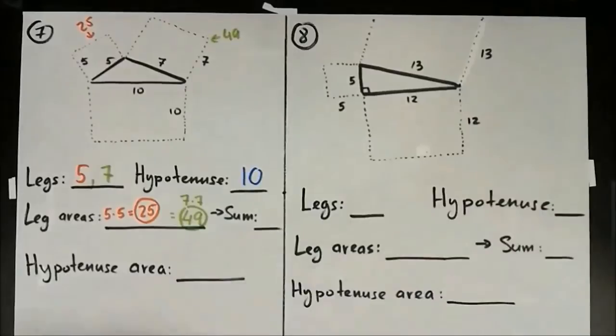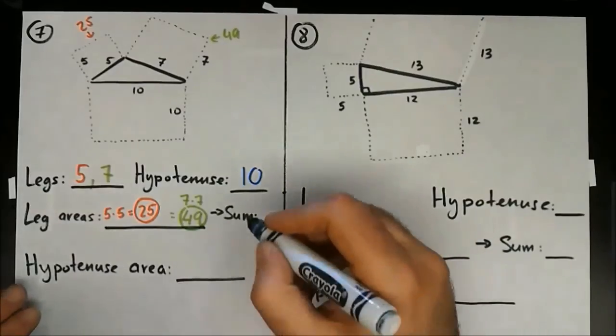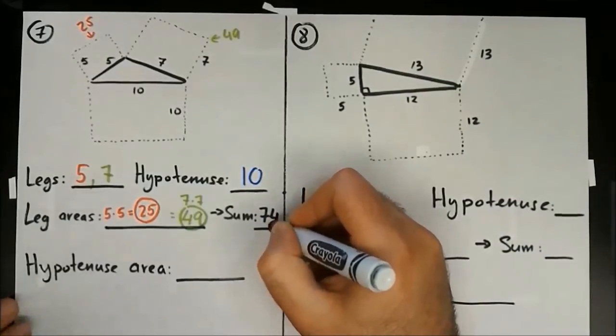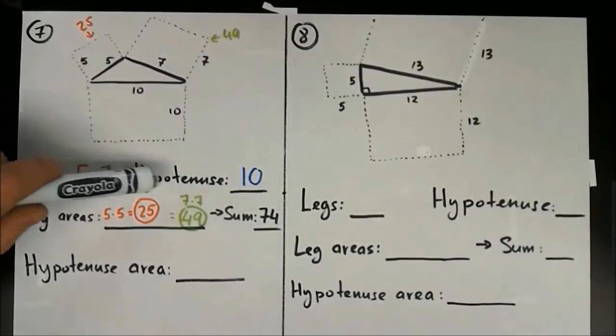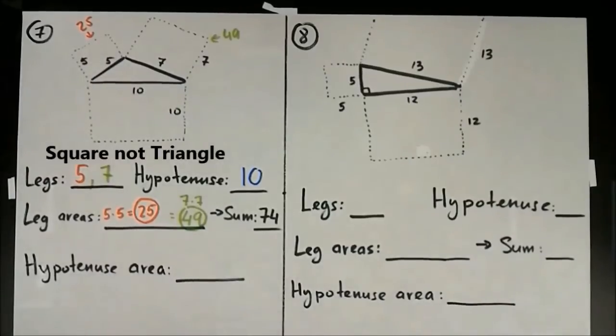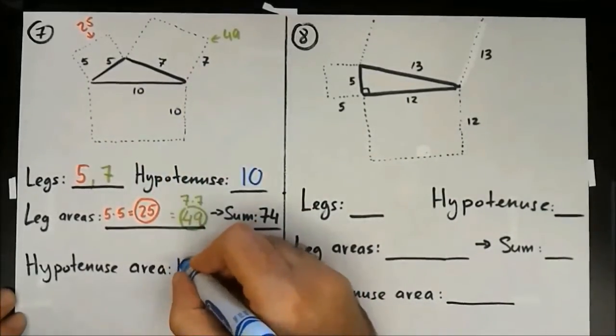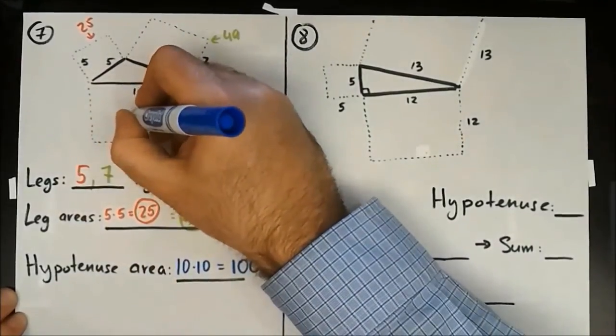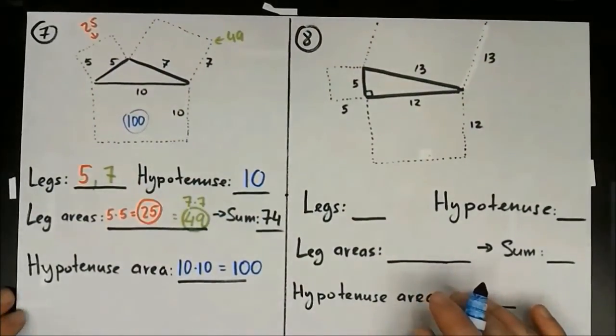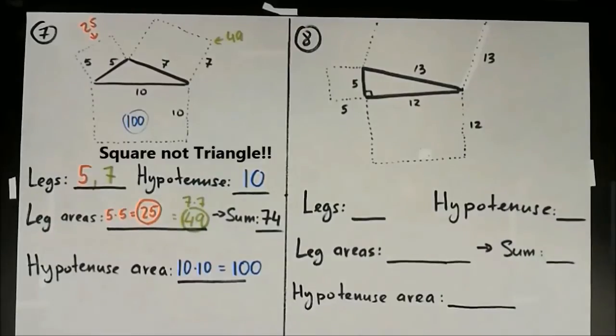Now they're asking you to add them together. So what's the sum of 25 and 49? 74. If you and me got our math correct. And it makes sense to me. Alright, now what about the hypotenuse? What's the area of the square formed by the hypotenuse? It's 100. 10 times 10. So this particular triangle, or fictional triangle, whatever you want to think about it, has an area of 100.